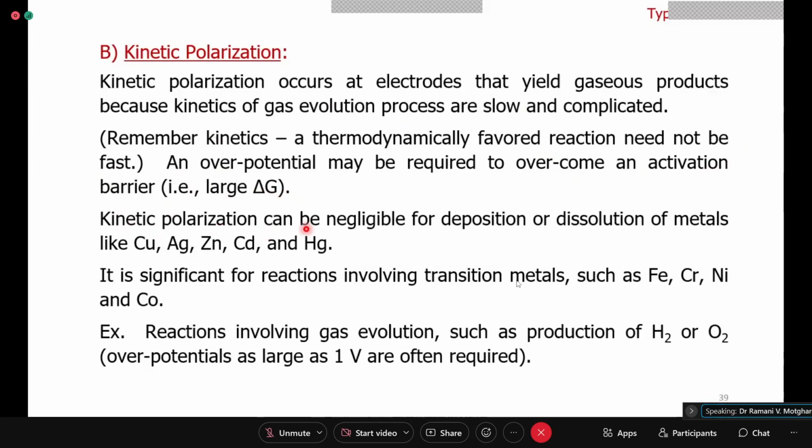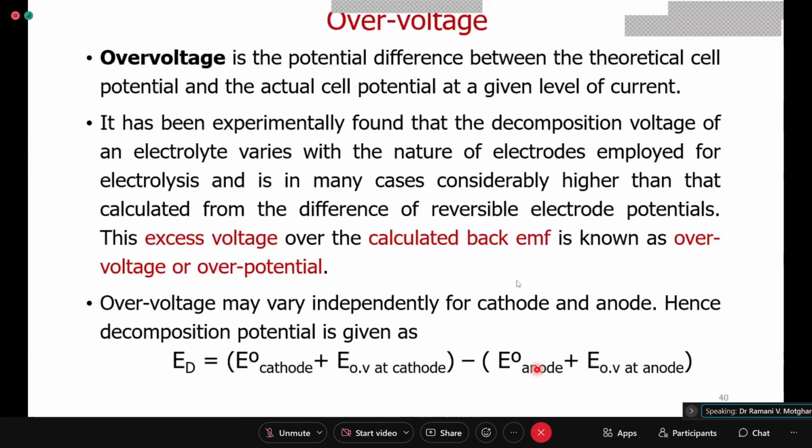Kinetic polarization can be negligible for decomposition or dissolution of metals like copper, silver, zinc, cadmium, and mercury. It is significant for reactions involving transition metals such as iron, chromium, nickel, and cobalt. For example, in reactions involving gas evolution such as H2 production or O2 production, over potentials as large as 1 volt are also seen.